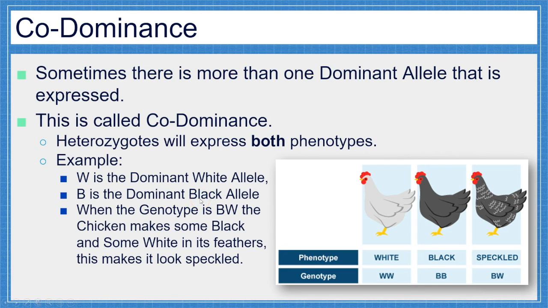And so if you have big W, it's a white chicken. If you have big B, it's a black chicken. But in this case, if you have the heterozygote where you have a big B and a big W, you actually end up with a speckled chicken because some feathers end up being white and some end up being black. So you end up seeing both phenotypes being expressed. Some parts of the chicken are white, some parts are black. So it's all speckled all over. So that's what codominance is. That's one example. We'll look at another as well.